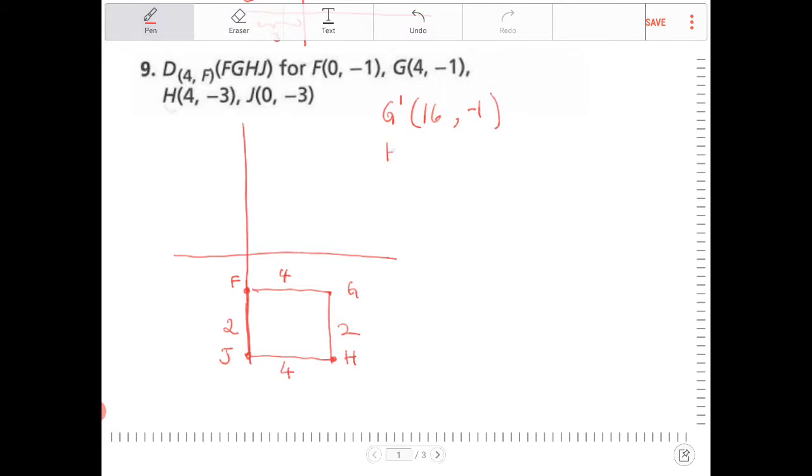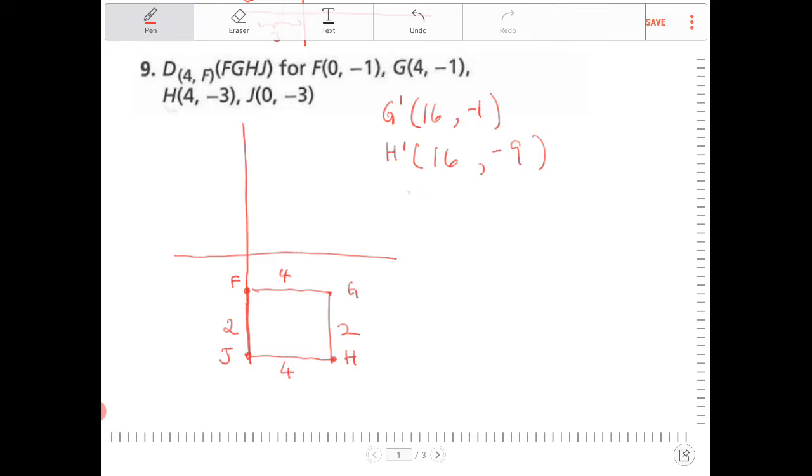And then H prime. So here we're going to go down 2 and over 4, right? So for H prime, we're going to go down 8. We're going to move down 8 from F, so that becomes negative 9, and we're going to go over to the right by 16. So it's (16, -9).